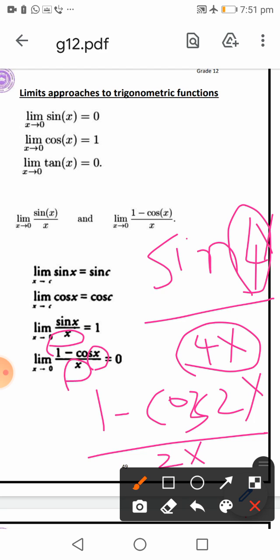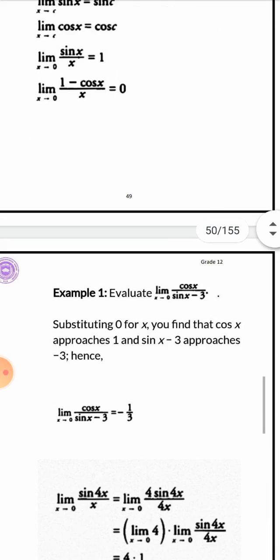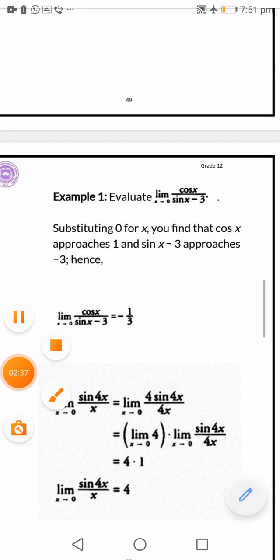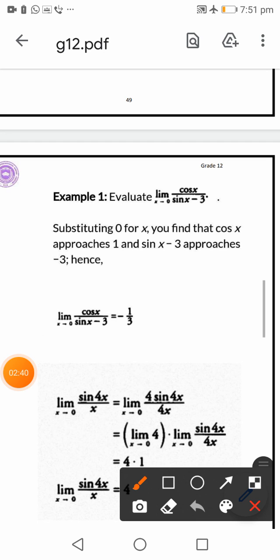Okay, let's see some questions about this. Here, the limit as x approaches 0 of cosine x over sine x minus 3. Remember, what is the first step you should do? Do you remember? Yes, direct substitution. So you will remove x and put 0, and the answer here will be, with the calculator, negative 1 over 3. And that's all.